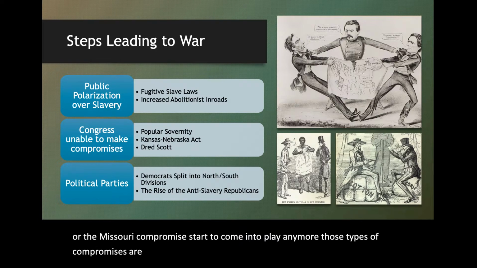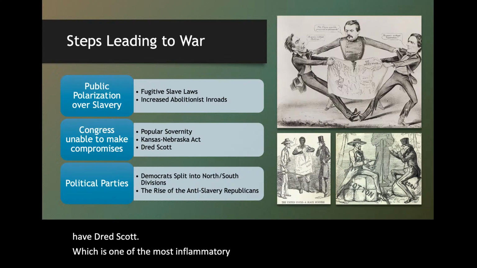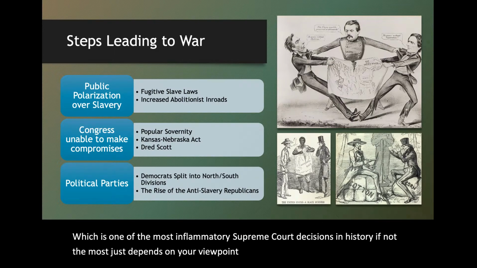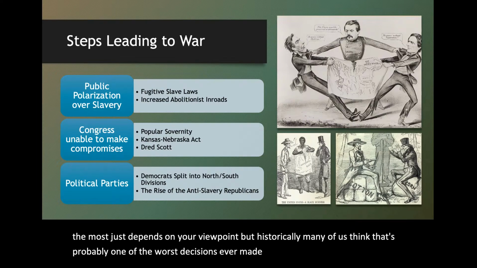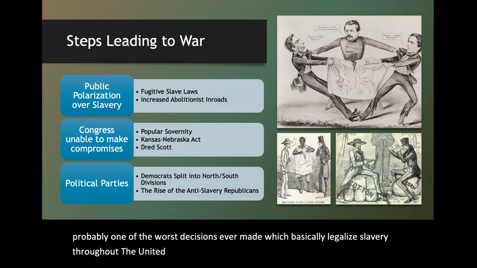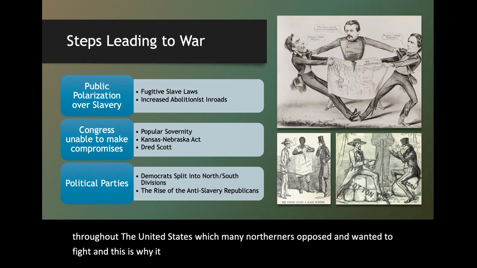You have the Kansas-Nebraska Act, and you also have Dred Scott, which is one of the most inflammatory Supreme Court decisions in history, if not the most. It just depends on your viewpoint, but historically, many of us think it's probably one of the worst decisions ever made, which basically legalized slavery throughout the United States, which many Northerners opposed and wanted to fight. And this is why it becomes a political issue, specifically because of Dred Scott.